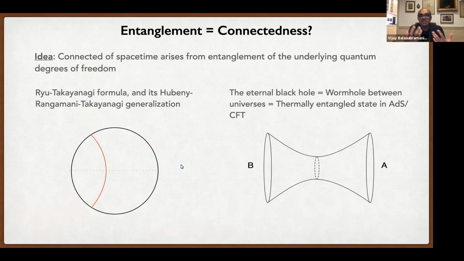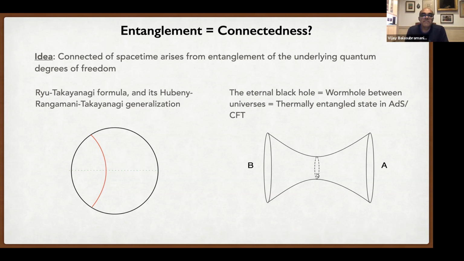Another piece of evidence for this kind of thinking, of course, has come from the eternal black hole, which we've known for now almost two decades, is related to a wormhole between two universes. So basically, we take two CFTs, A and B, and we construct the thermally entangled state between A and B. So it's a pure state that's thermally entangled, a thermofield double state. And we know that this appears to have a dual description as a wormhole going between these two regions. And indeed, again, in this case, as you increase and decrease the amount of entanglement, you can increase and decrease the area of the bifurcation surface, thereby, again, giving some evidence that this kind of entanglement is related to connectedness between these two regions.